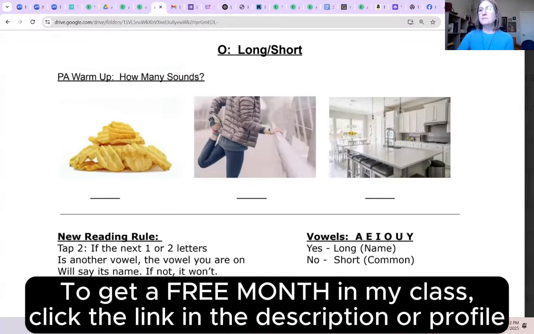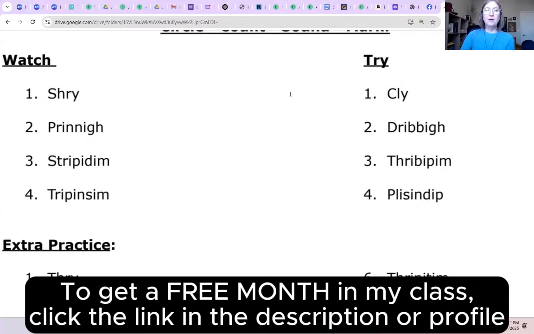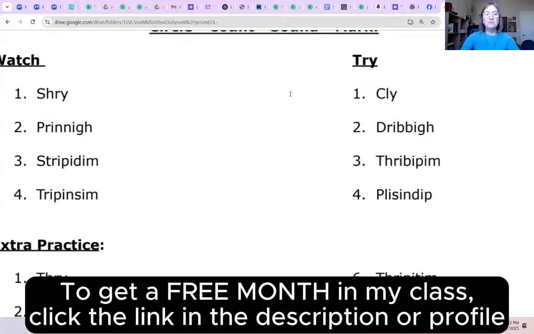Here you are over here. Here we are. Okay, so let's do the first one together. We have a digraph blend here. A digraph and then blended with an R, and then Y at the end of a short word says I.